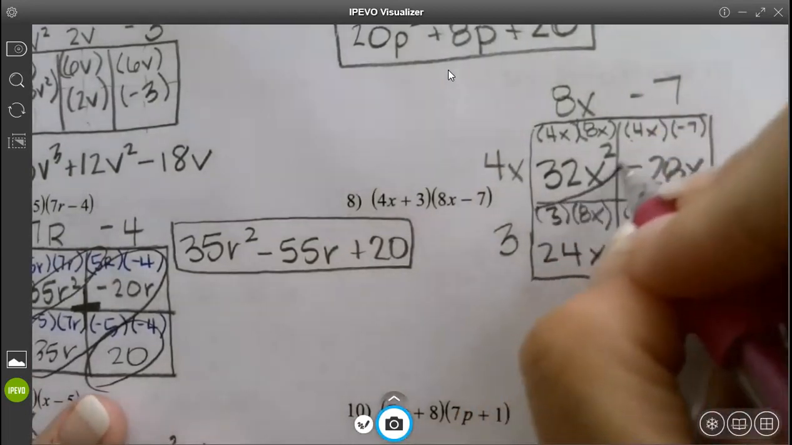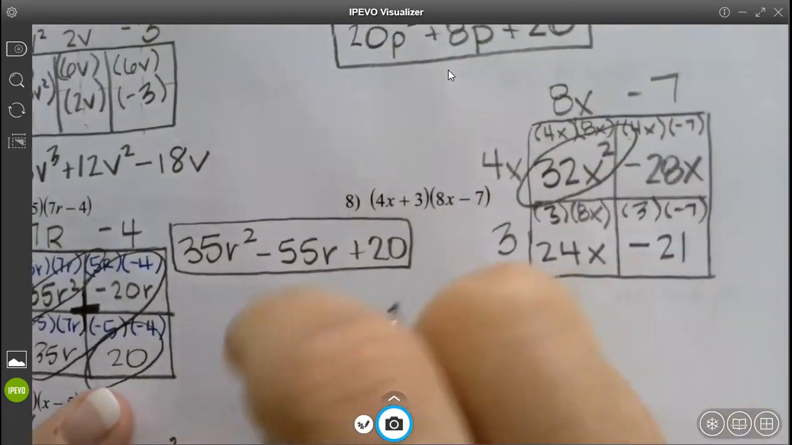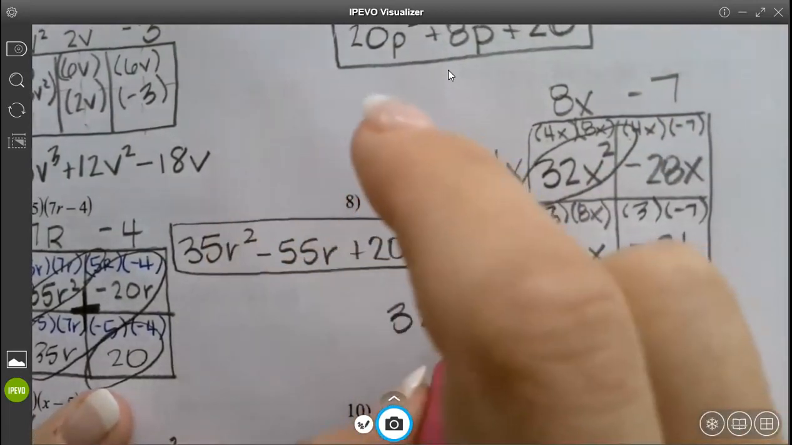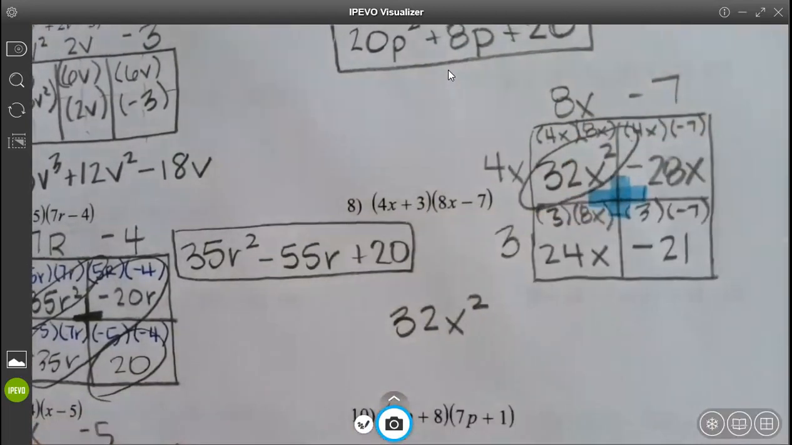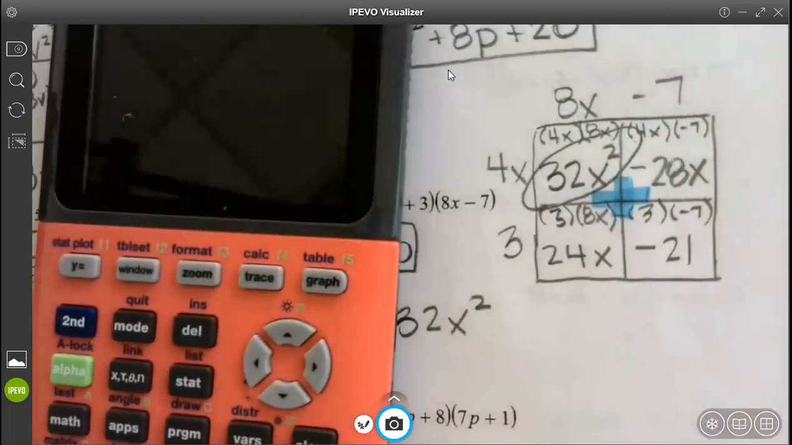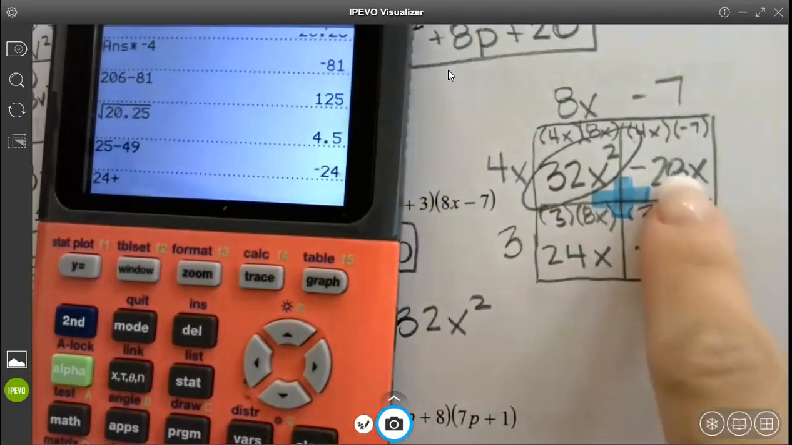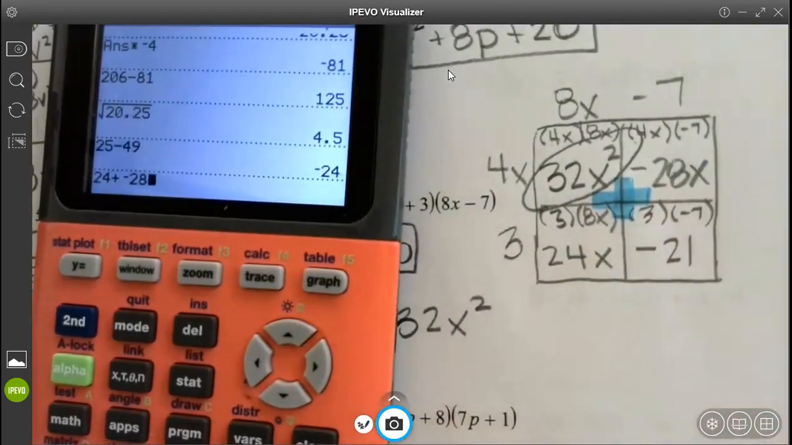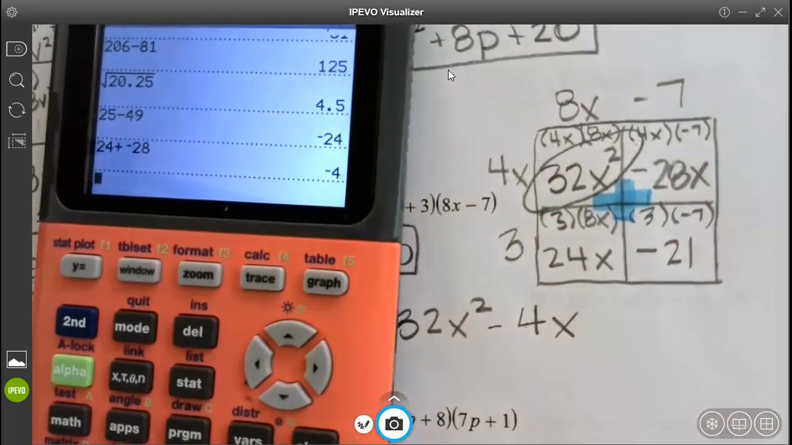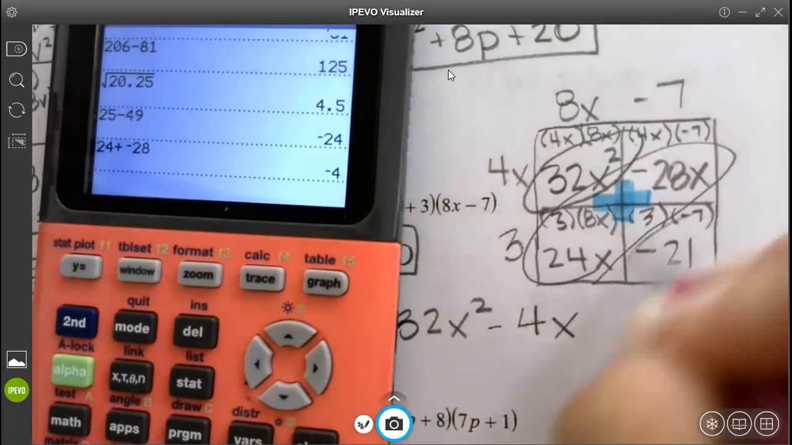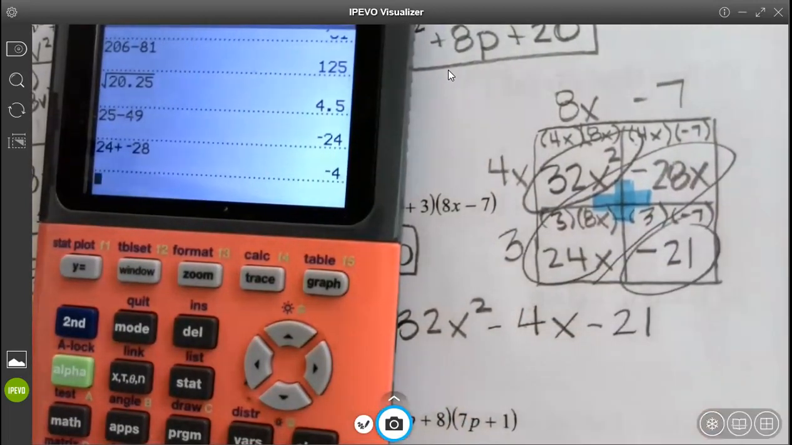So to finish your answer, write that first diagonal, 32x squared. Remember, it's a plus right here. So if you need to use your calculator, write it just like you see it. 24 plus negative 28. And they only have 1 x. Don't change the number of x's. And then the last diagonal is negative 21. That's your answer.